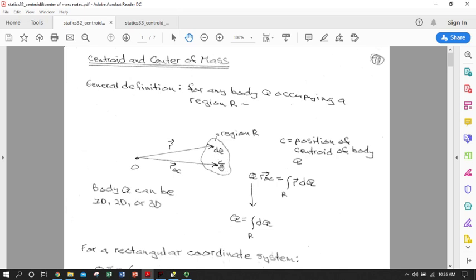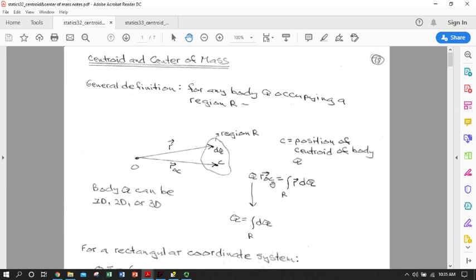It's the location such that the radius from some reference point to that location times the total length, area, or volume of the body in question is equal to the sum of the radii from that same reference point to every bit of that body, and then summing up the product of each of those individual radii to those bits of body over the whole body.